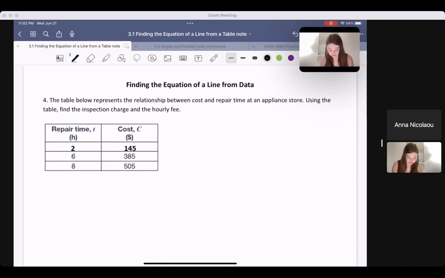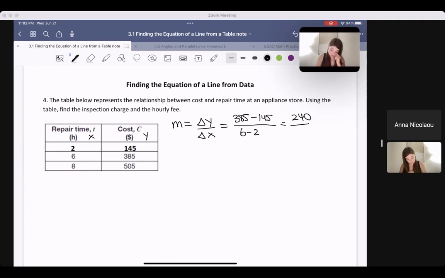So our first step is to find the slope. So what is m? m is going to be delta y over delta x. So for x, we have 6 minus 2, because this is like our x and this is like our y. And then over here, we have 385 minus 145. So let's go ahead and do that. 385 minus 145 is 240. So we'll get 240 over 4, which I believe should be 60.